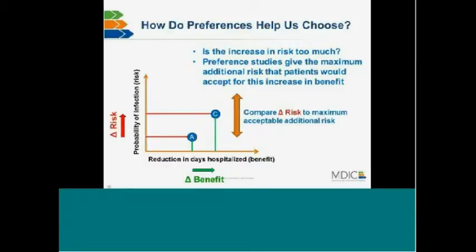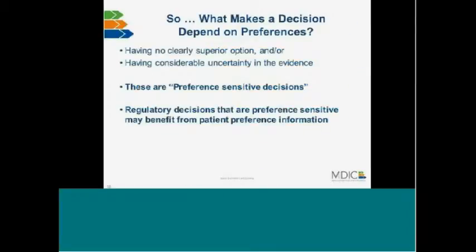It can go the other way around. It may be that switching from A to C involves far too much risk for that degree of benefit, and they wouldn't choose it. Now, I'm not saying you have to make a decision this way. I'm just showing you how preferences can interact with the aspects of a decision.